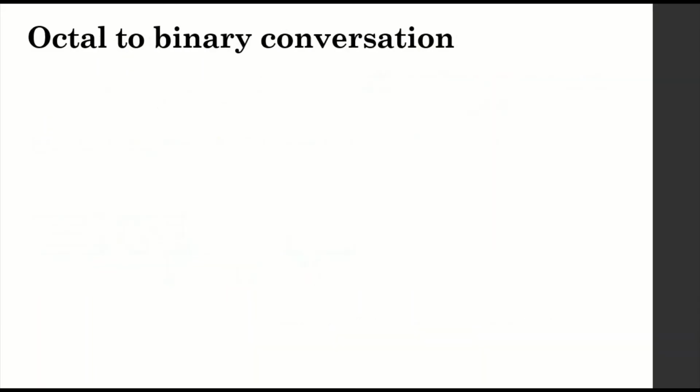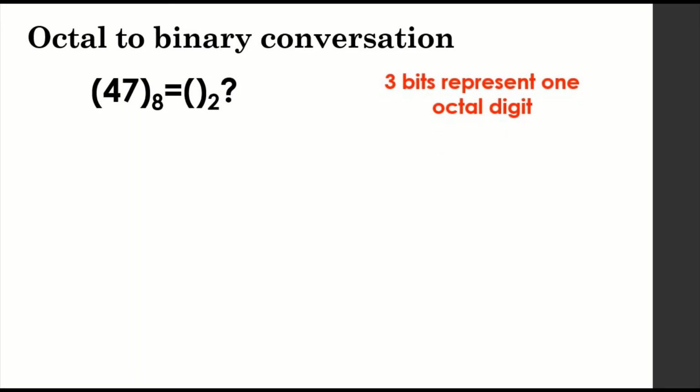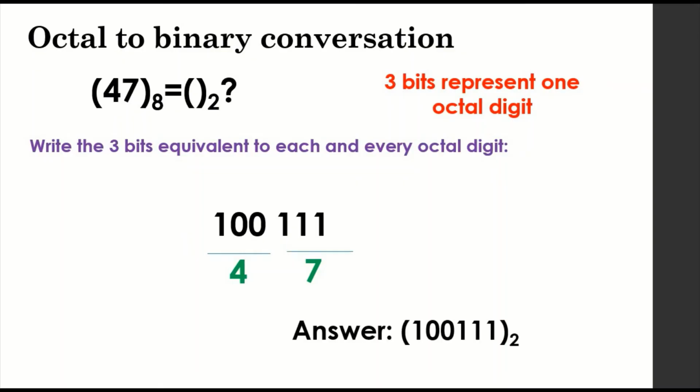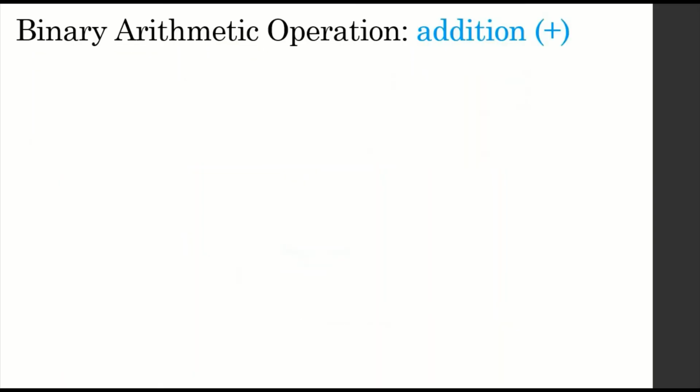The next step is to convert from octal to binary. What we are going to do is convert 47 from octal to binary. So 3 bits, as you remember, represent 1 octal digit. So write the 3 bits equivalent to each and every octal digit. The last digit, which is 7, is represented by 111. Then 100 is representing 4. So the answer for 47 from octal to binary is displayed on the screen.